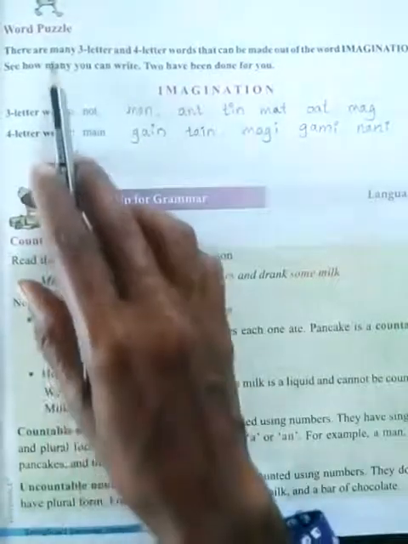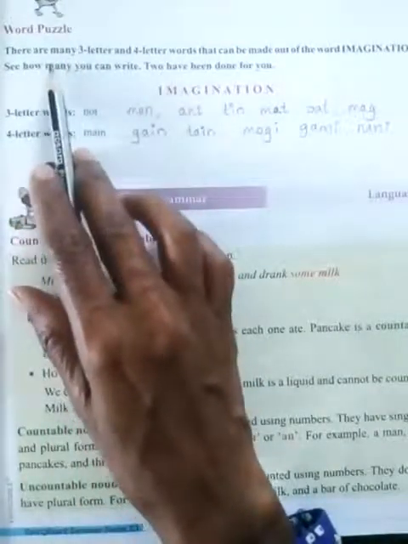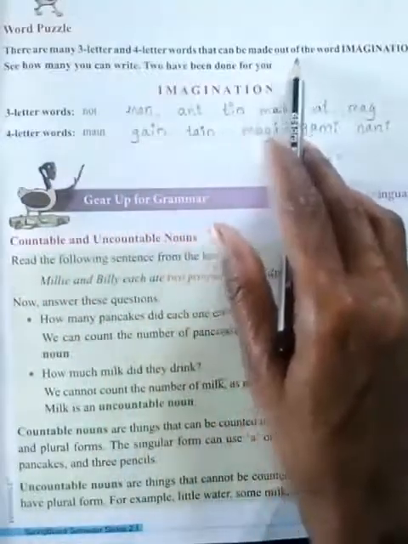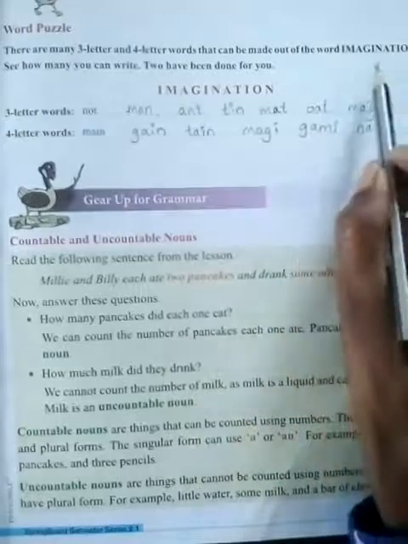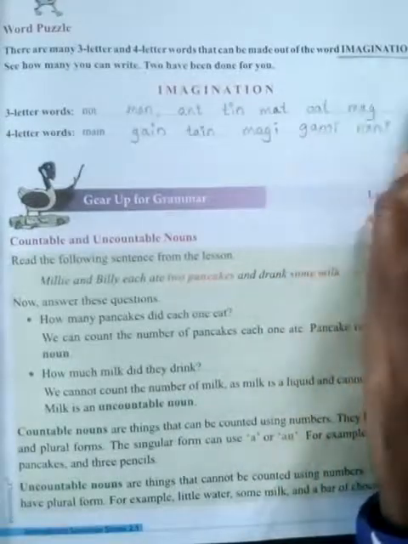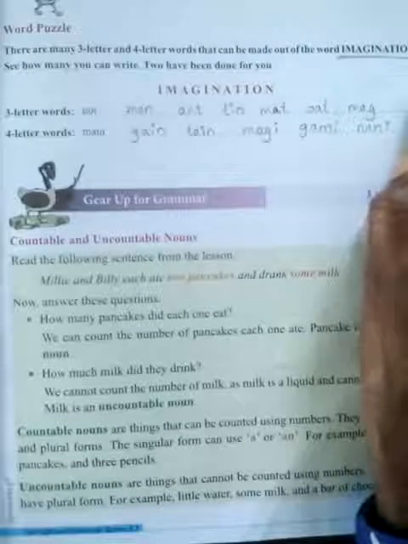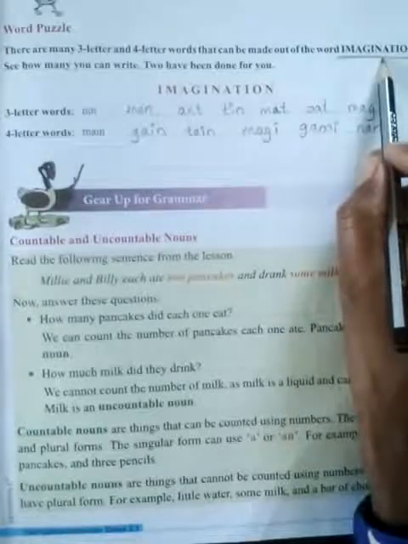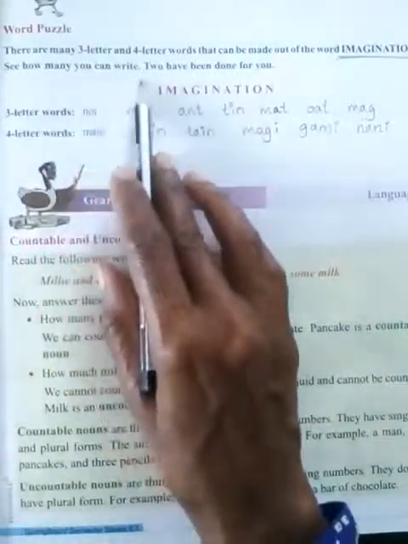Word puzzle. There are many 3-letter and 4-letter words that can be made out of the word imagination. They have given one word here. You have to build so many words using 3 and 4 letters from this word. See how many you can write.